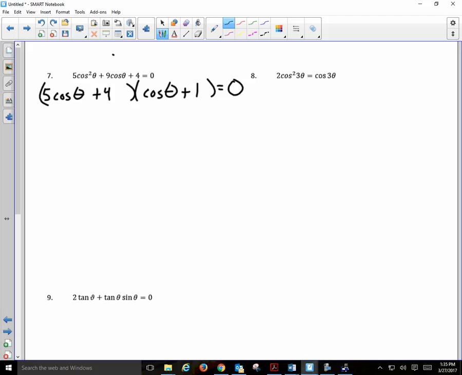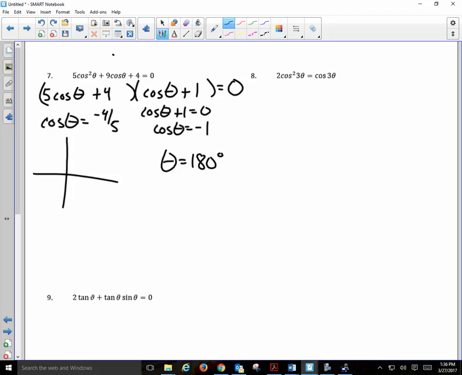All right. We got 5 cosine squared theta plus 9 cosine theta plus 4. This is a trinomial. I factor it just as though it was 5x squared plus 9x plus 4. See how it factors? Pretty easy. So now I can use the zero product property. Cosine of theta plus 1 is equal to 0, or cosine of theta equals negative 1. Well, according to our last problem, where was cosine of theta equal to negative 1? Yep, 180. And then here we have cosine of theta equal to negative 4/5.